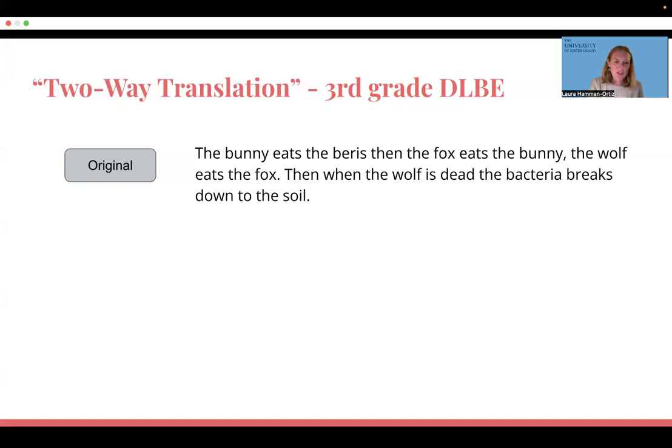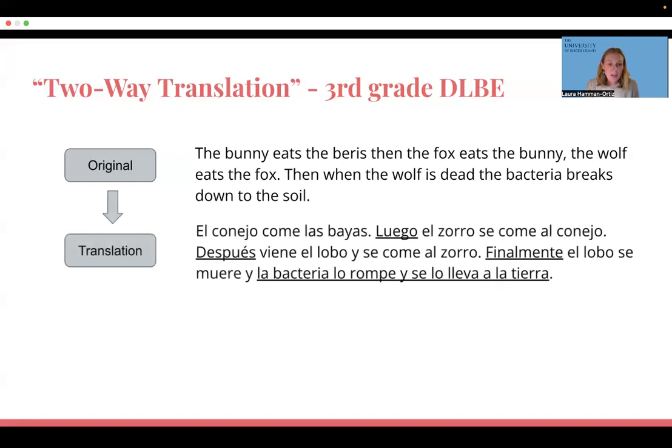So you see the original text says the bunny eats the berries, then the fox eats the bunny, the wolf eats the fox. Then when the wolf is dead, the bacteria breaks down to the soil. You see this explanation here. They were then asked to translate their example into Spanish, and here's what they wrote.